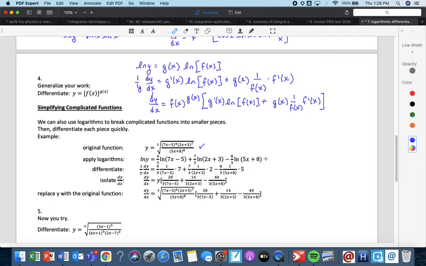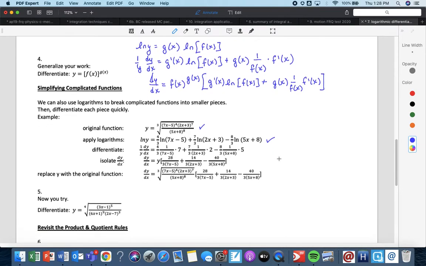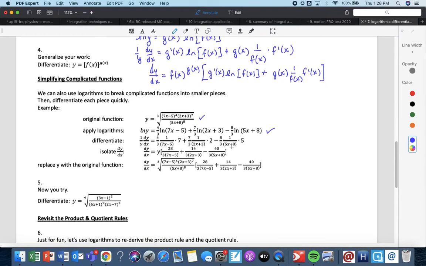So I haven't done any differentiating yet. I've just rewritten this using logarithms to create easier things to differentiate. And now we'll take the derivative. The derivative on the left is 1 over y dy dx. And the derivative on the right, using the chain rule, all those ln expressions will end up as quotients. And then I have to multiply by the derivative of the interior. So there they all are.